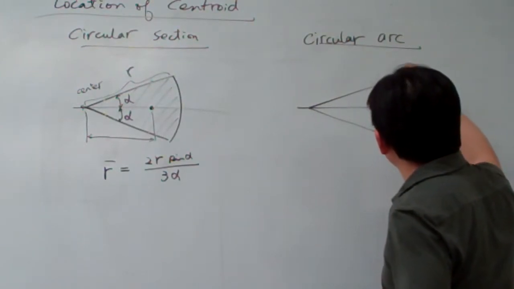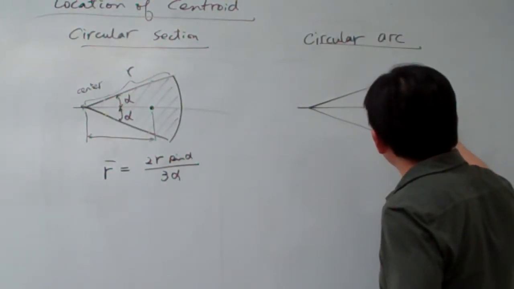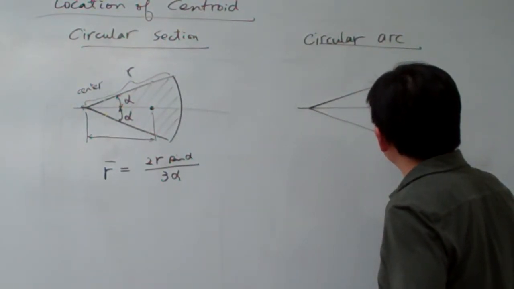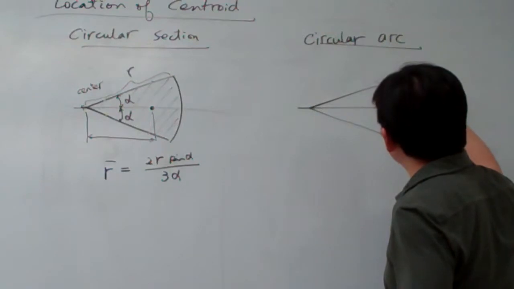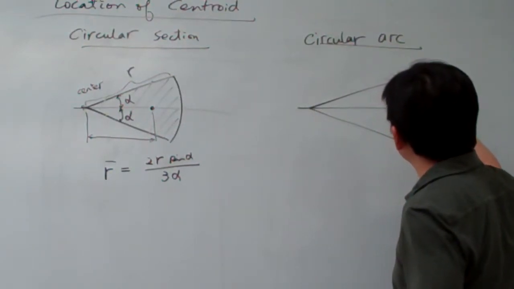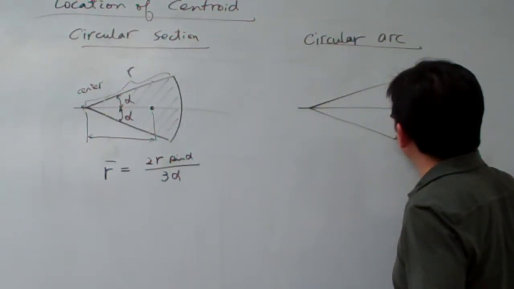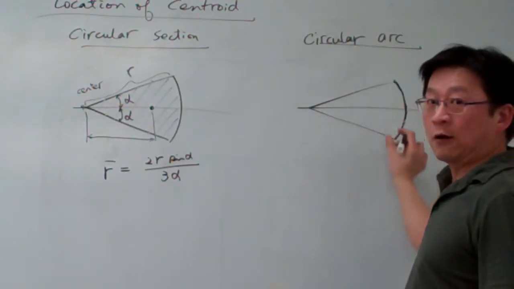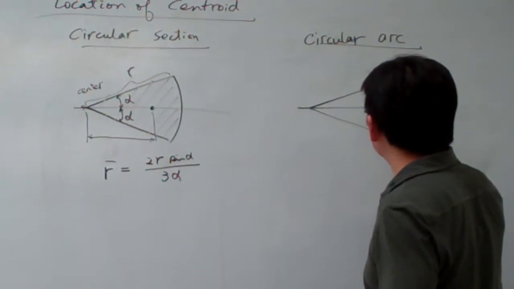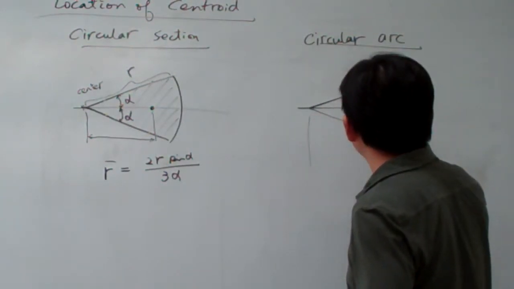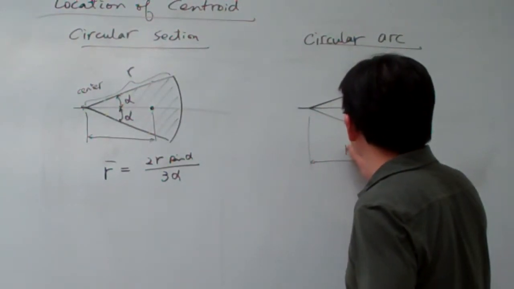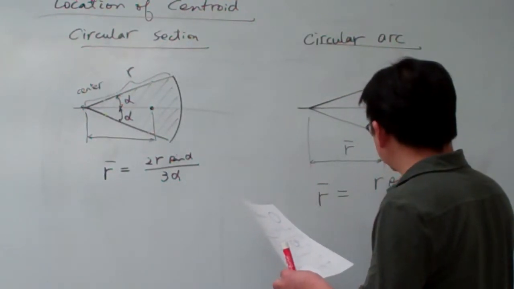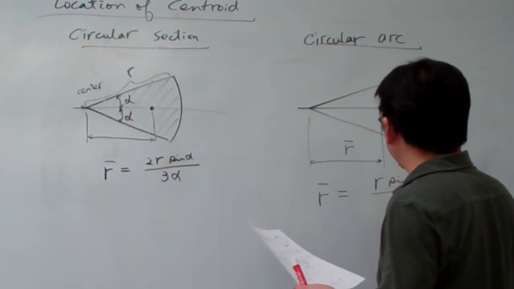For an arc, that is the one-dimensional geometry, with the thickness, the width, very insignificant. Okay, so this is the arc here. That means the material only occupies a very thin arc. And this is the centroid. So that r bar is equal to r times sine alpha divided by alpha.